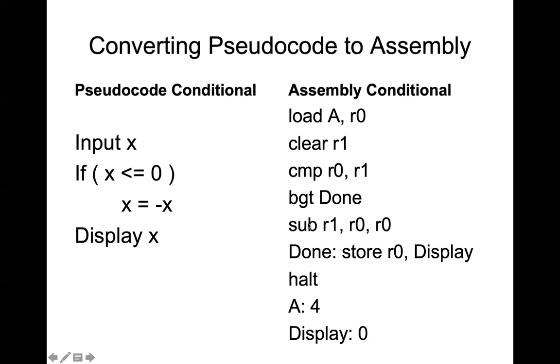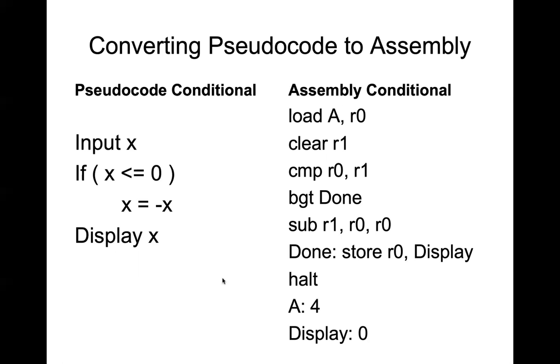Okay, so the conditional code here that we branched around, if the greater than condition was true, just subtracts R0 from R1. Let's look at what's going on here. R1 we already cleared, so R1 contains 0, and 0 minus whatever's in R0, put in R0, negates X and puts the result back into X. R0 in our assembly language program was currently holding the value of X.